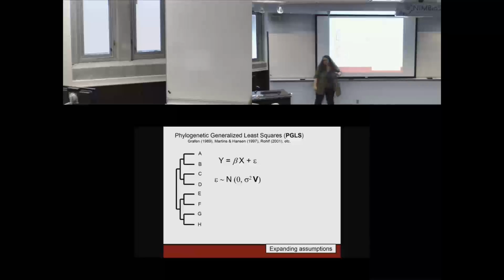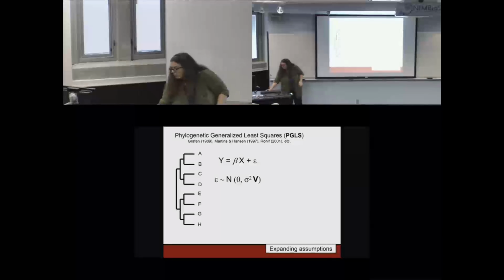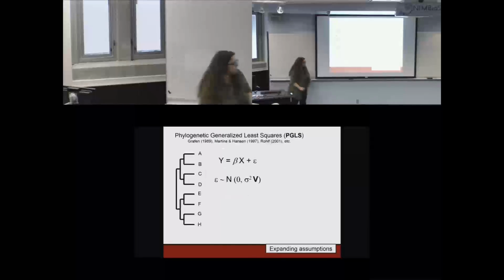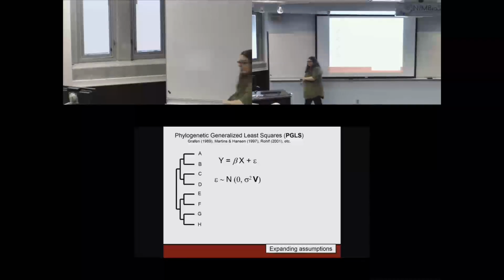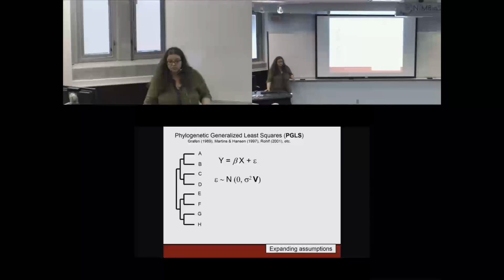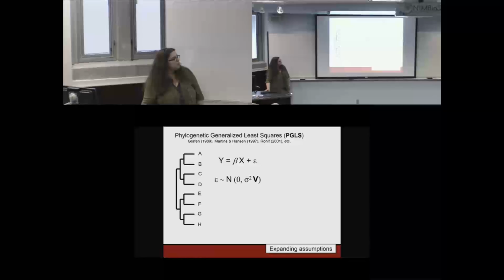So we've talked a bit about how you set up the basic model, the y equals beta x plus e, so the different characters of the y's and the x, and then we have the assumption about the residuals in the model. And we've talked about changing this V matrix, or in tips using an identity matrix, or using something like Brownian motion to give us a different V matrix.